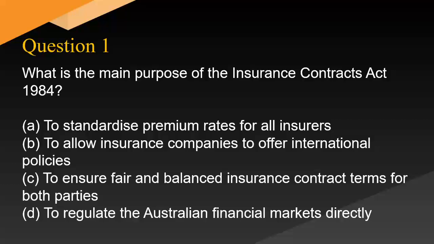What is the main purpose of the Insurance Contracts Act 1984? A. To standardize premium rates for all insurers. B. To allow insurance companies to offer international policies. C. To ensure fair and balanced insurance contract terms for both parties. D. To regulate the Australian financial markets directly.